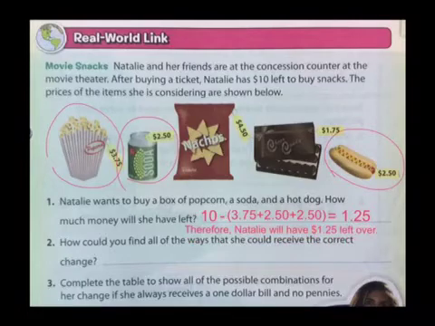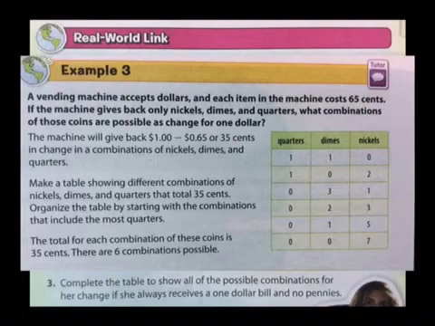Question 2. How could you find all the ways that she could receive the correct change? I want you to think back to example 3 from page 27 of your textbooks, where we were given the scenario of how we can distribute or break down 35 cents by using quarters, dimes, and nickels. And we used the table. So that 35 cents could be 1 quarter and 1 dime, or 1 quarter and 2 nickels, and so on. And we came up with all these different combinations.